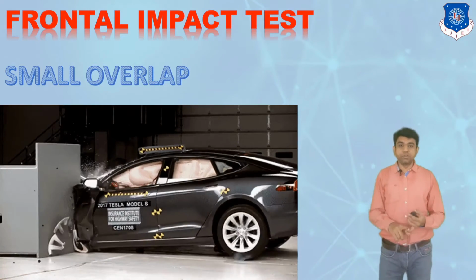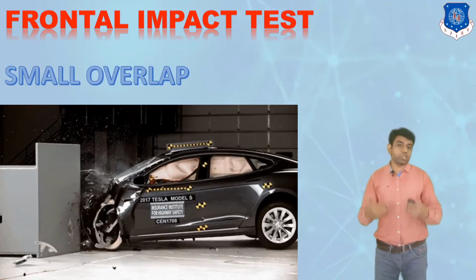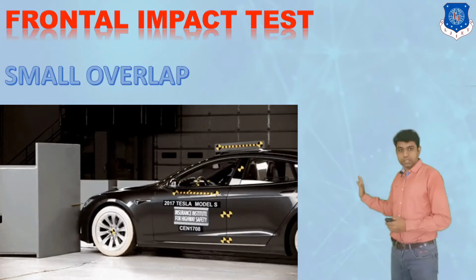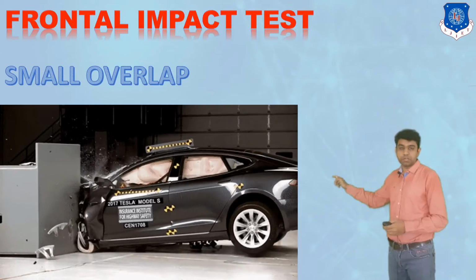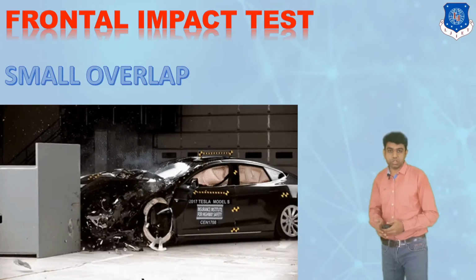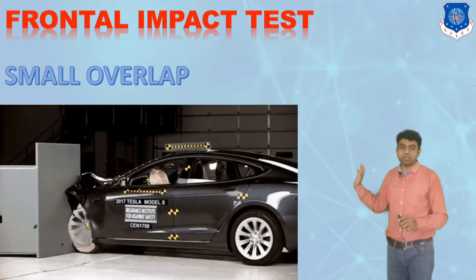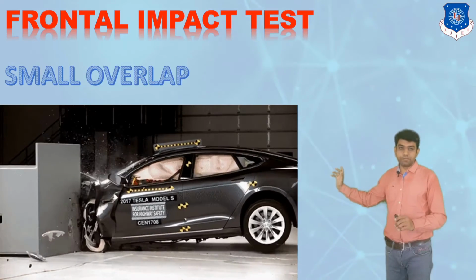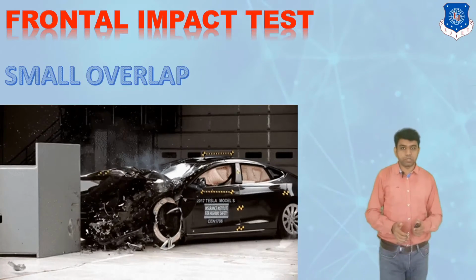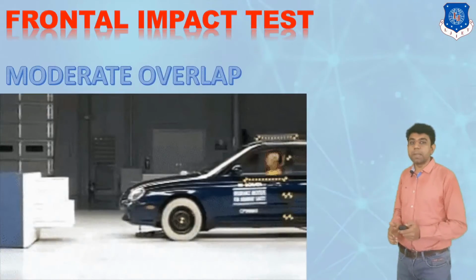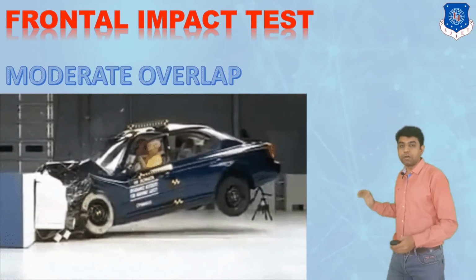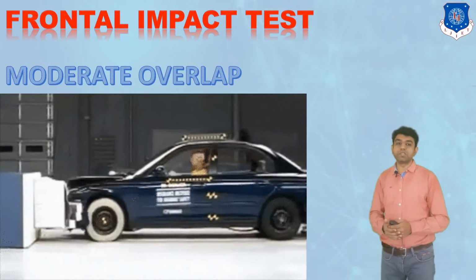But what we actually need to evaluate is how much damage is happening to the occupant sitting inside the car. So for this test, we keep dummies inside the car. That part we are going to discuss in detail in a later section. Right now, just understand that the speed of collision is 56 km/h, and only a small frontal region is allowed to collide. The second part of this frontal impact test is the moderate overlap, in which a larger frontal portion is allowed to collide, but at the same speed, 56 km/h.